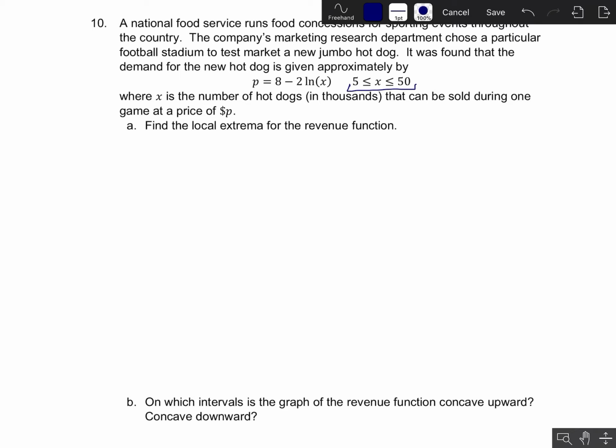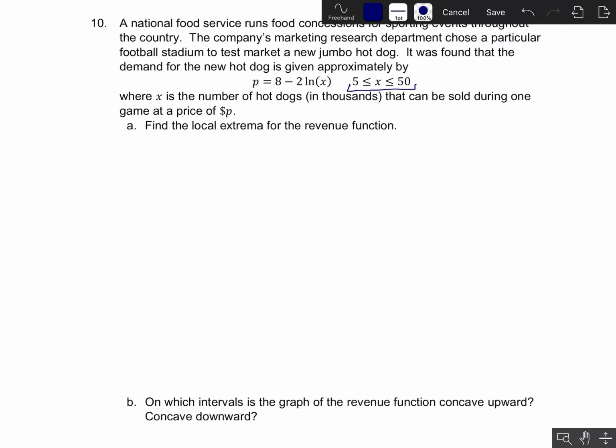So we can ignore that for now, but just notice that this price function only applies if the x value that we're plugging in is between 5 and 50. And x is supposed to be the number of hot dogs in thousands that are being sold, and p is the price in dollars for the hot dog. So in part A, it just says find the local extrema for the revenue function. And for this, we can use the second derivative test that we just talked about.